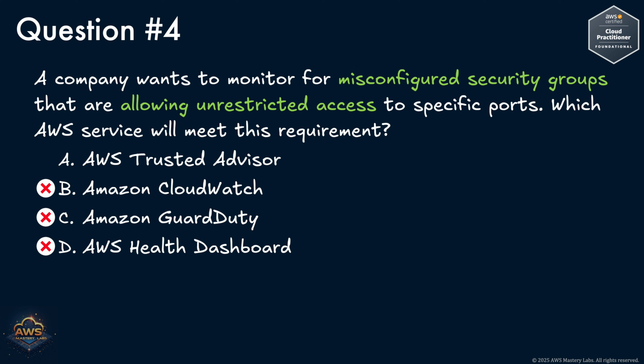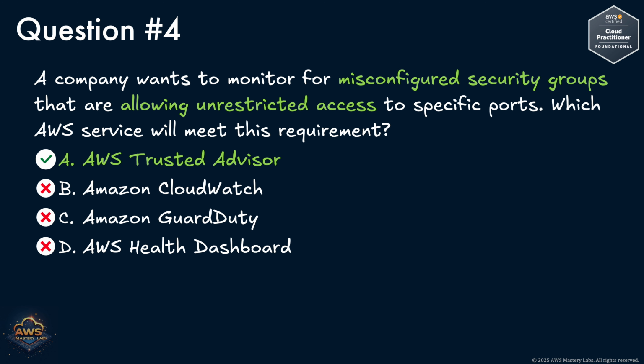Option C, Amazon GuardDuty. GuardDuty is a powerful threat detection service. It uses machine learning and threat intelligence to identify suspicious activity in your AWS account, like compromised credentials, crypto mining, or unusual API usage. However, while GuardDuty can raise alarms if malicious traffic occurs, it doesn't audit security group configurations directly. It looks at behavior, not configuration state. Incorrect, because it focuses on threat behavior, not security misconfigurations.